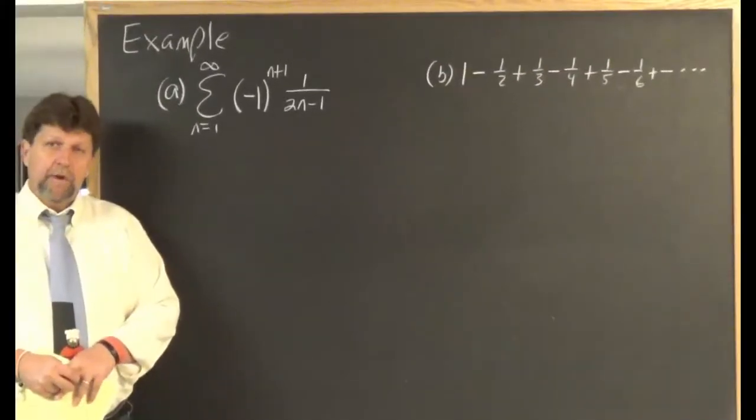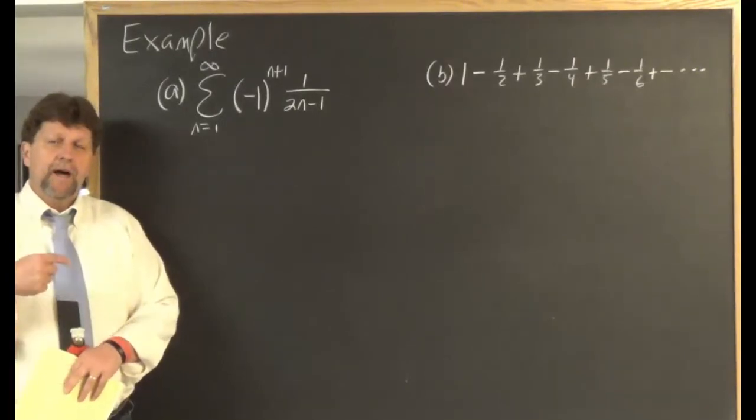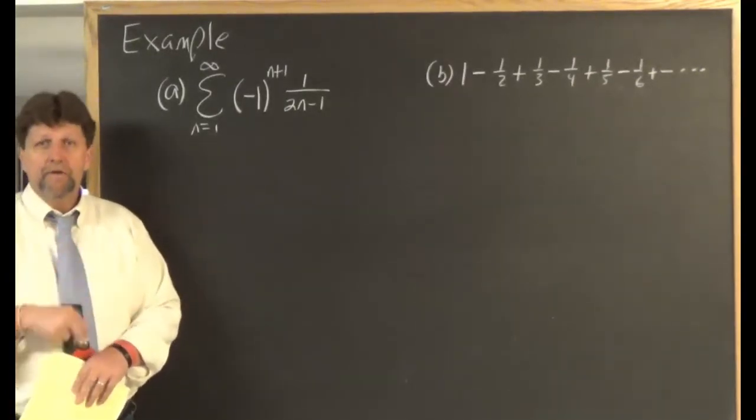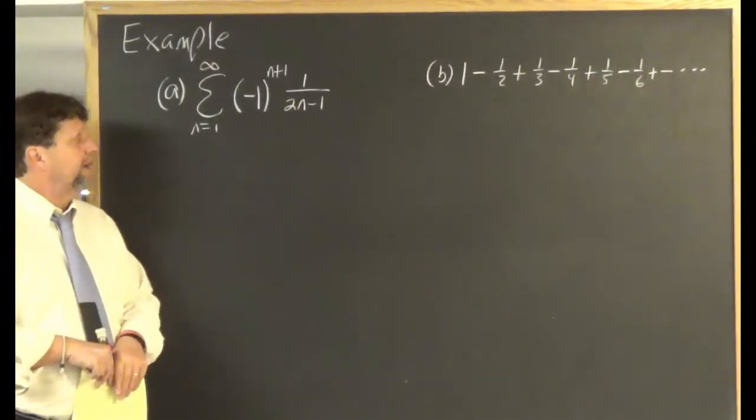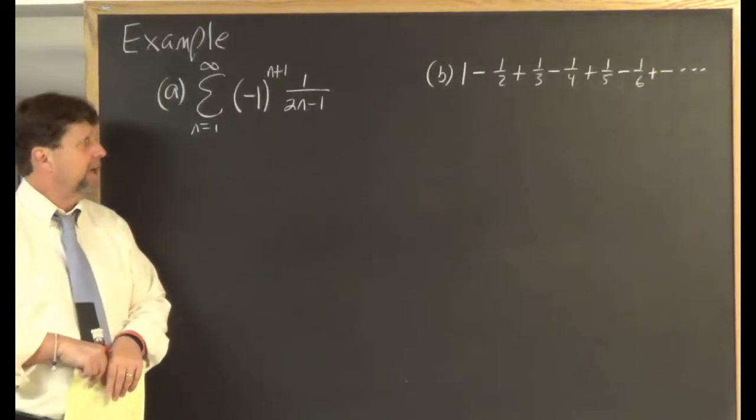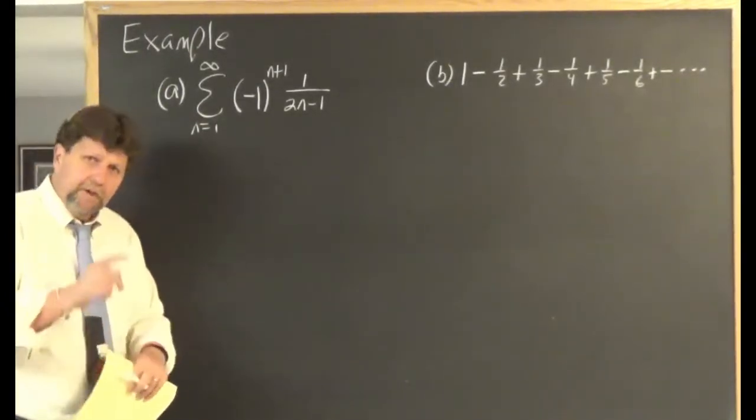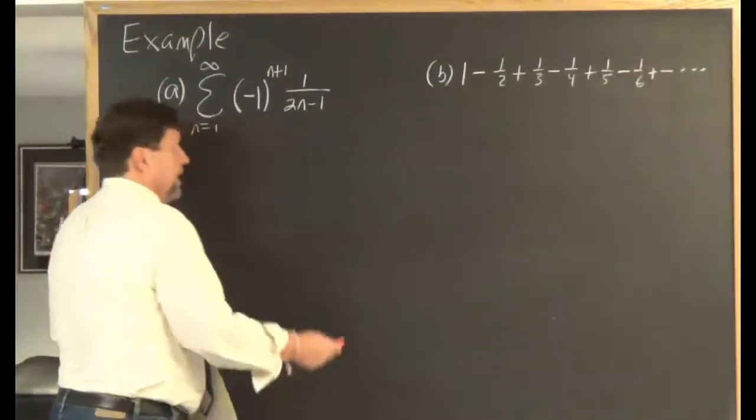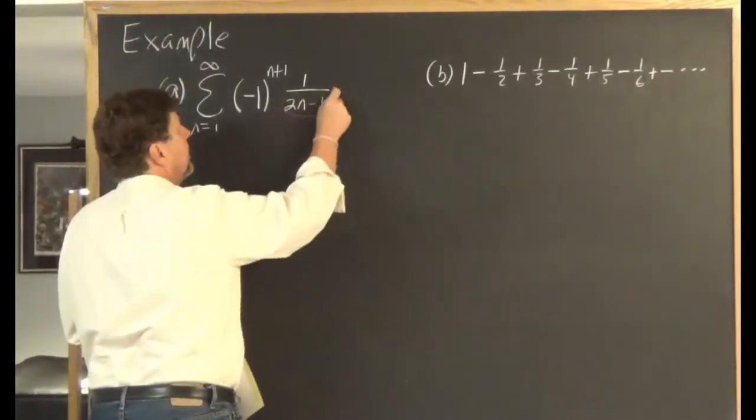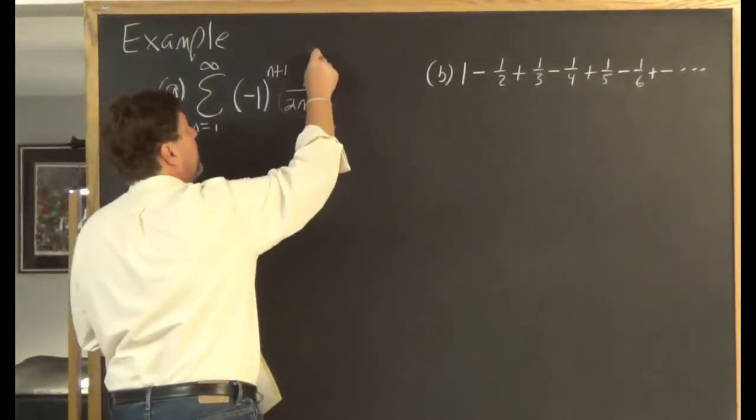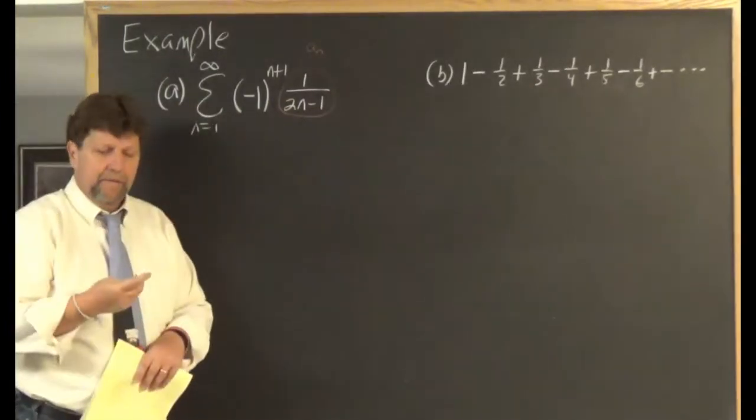All right, in this example we were asked to determine if the following series converge or diverge. I know there were 4 of them. I'm just going to put them up here 2 at a time. So the first one was the series n equals 1 to infinity, (-1)^(n+1) times 1 over 2n minus 1. The first thing to be aware of in this alternating series is that the 1 over 2n minus 1, that's the a sub n.